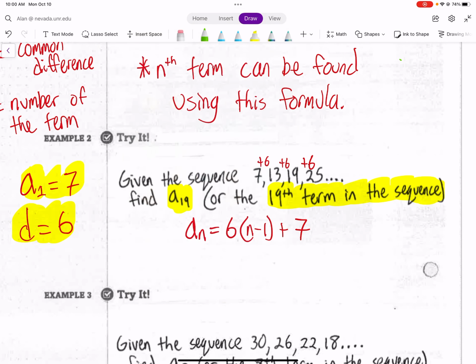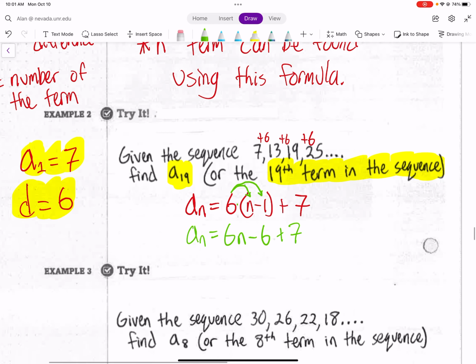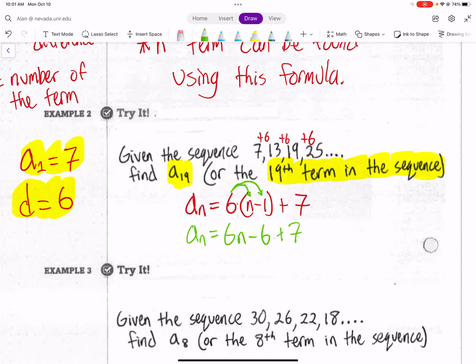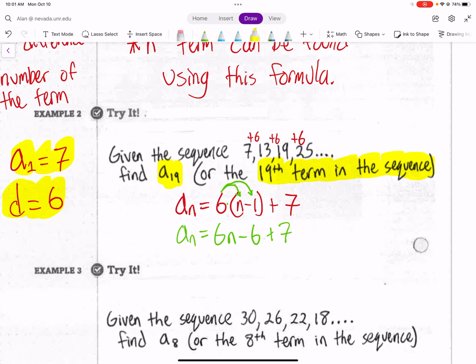Now we need to simplify this formula. What do I mean by simplify? Well, this is 6 times that quantity, n minus 1. So we can distribute the 6. We draw our arrows and distribute. So we have a sub n equals 6 times n is 6n, and 6 times a negative 1 is a negative 6, but we still have a plus 7 attached.